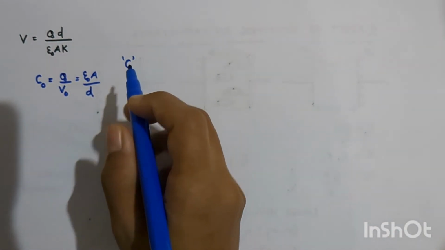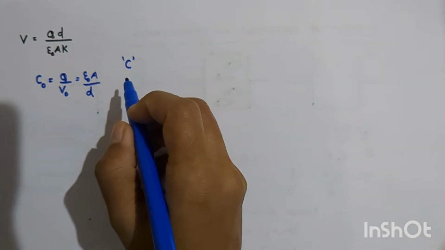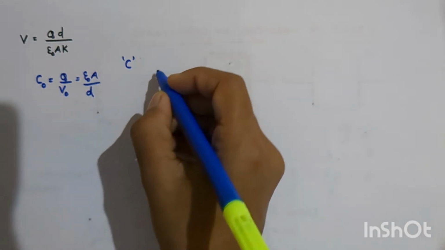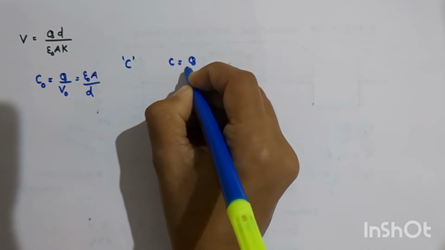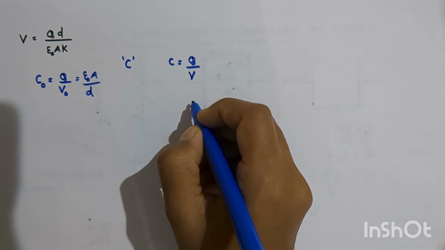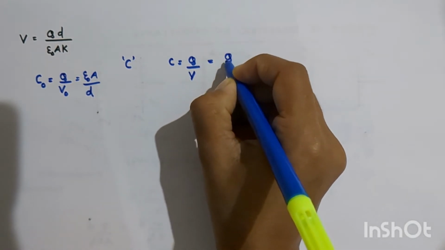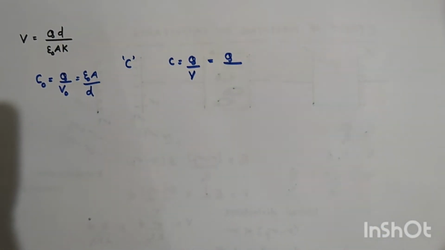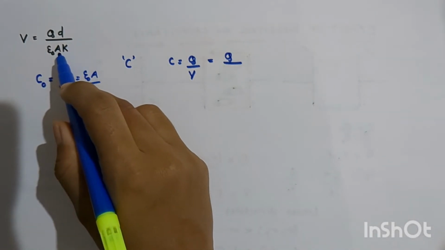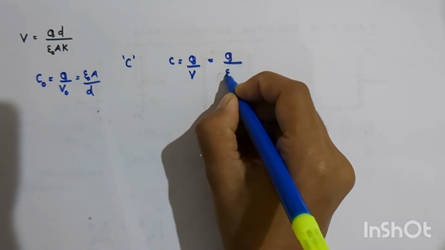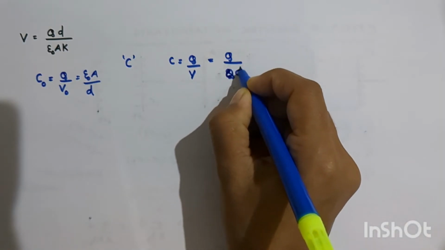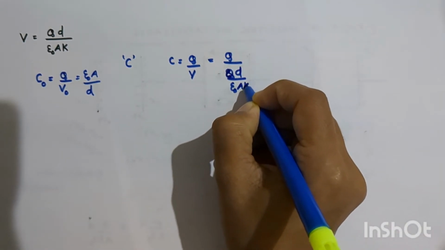I am taking it as C. So, C is the capacitance with dielectric present between the plates. This C can be written as Q by the potential difference V. What is this potential difference V? The potential difference V is Q into D divided by epsilon 0 AK.